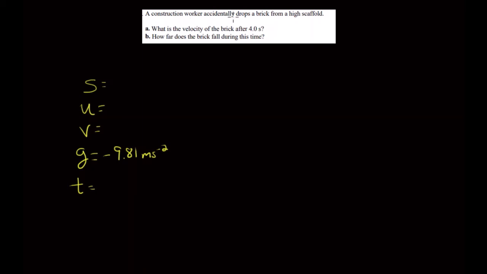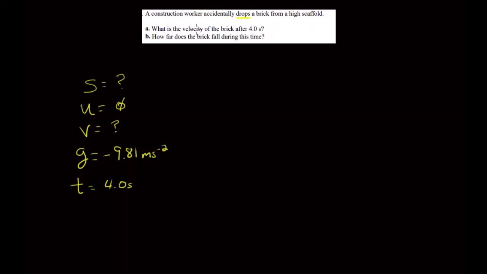A construction worker accidentally drops, there's the key word, a brick from a high scaffold. What is the velocity of the brick after 4 seconds? We don't know its final velocity, and we don't know how far the brick falls. Its initial velocity is 0, and the time is 4 seconds. I don't know if it hits the ground at that point or not. If not, well, this is one tall building for that brick to fall that long. But there we go.